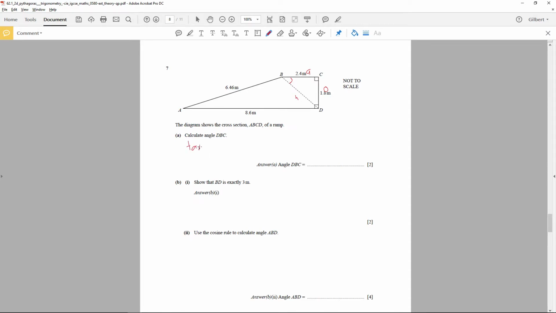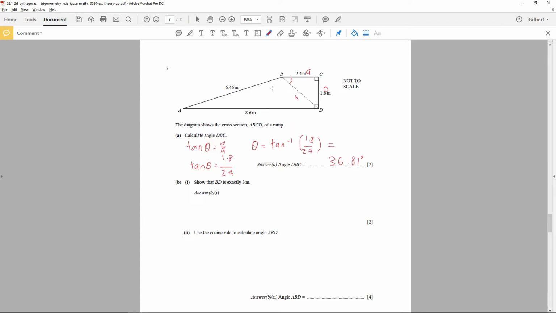Using the formula tangent theta equals opposite over adjacent, tangent theta equals 1.8 over 2.4. Theta equals shift tangent 1.8 over 2.4. Therefore your final answer is 36.87 degrees.